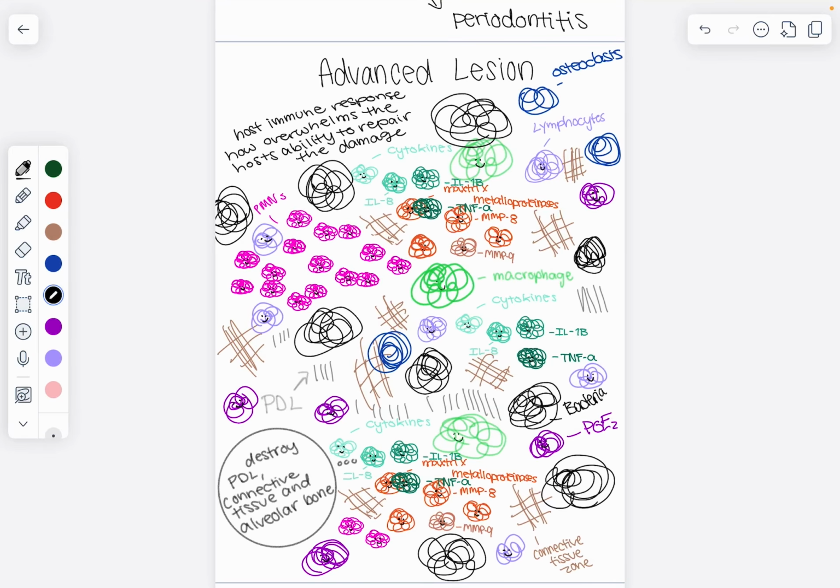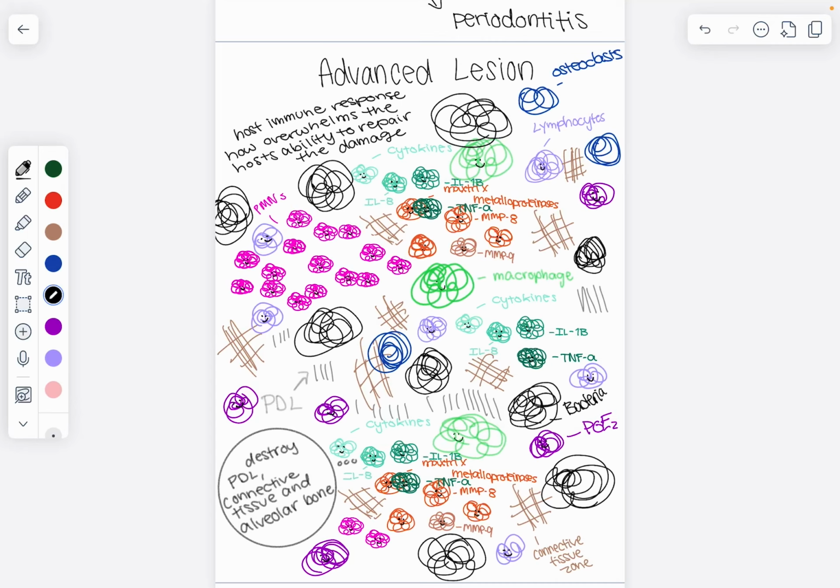This is the advanced lesion stage, or periodontitis. A host response indicates the bacterial infection is now chronic and the immune system is so intense that it's harming the periodontium. The PMNs, macrophages, and cytokines cause destruction of gingival connective tissue and PDL. PGE and MMPs also cause destruction to connective tissue and alveolar bone.